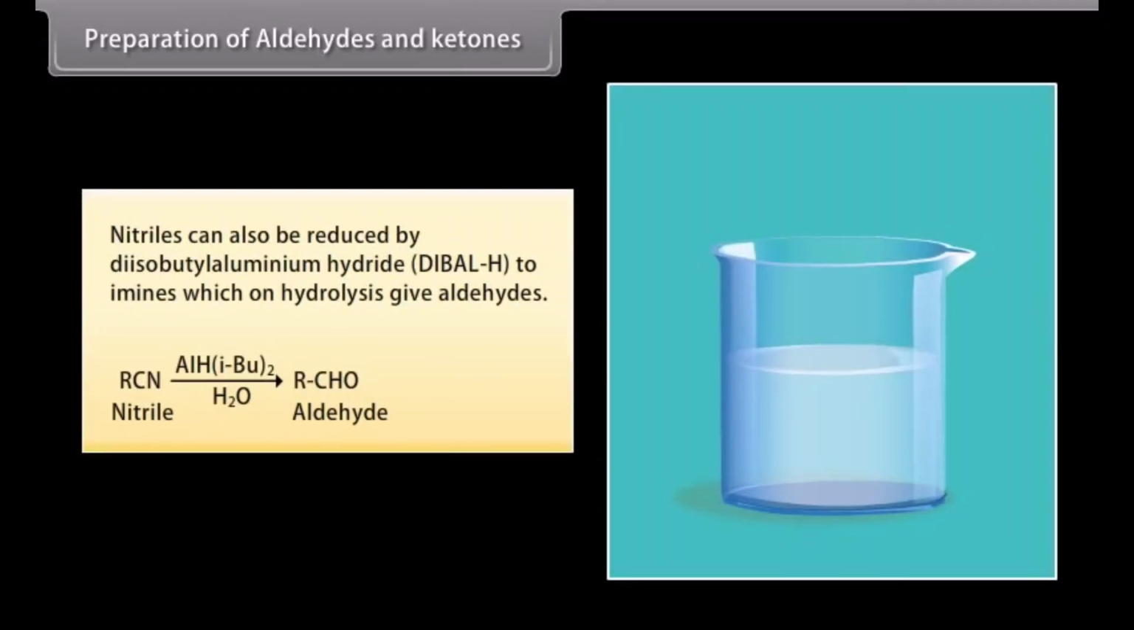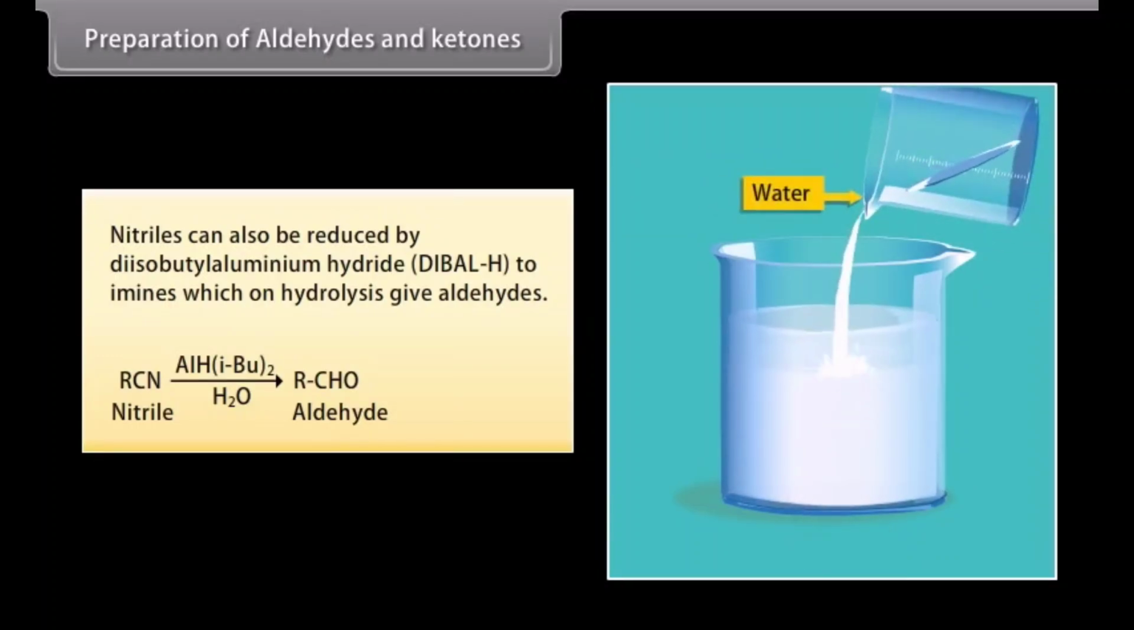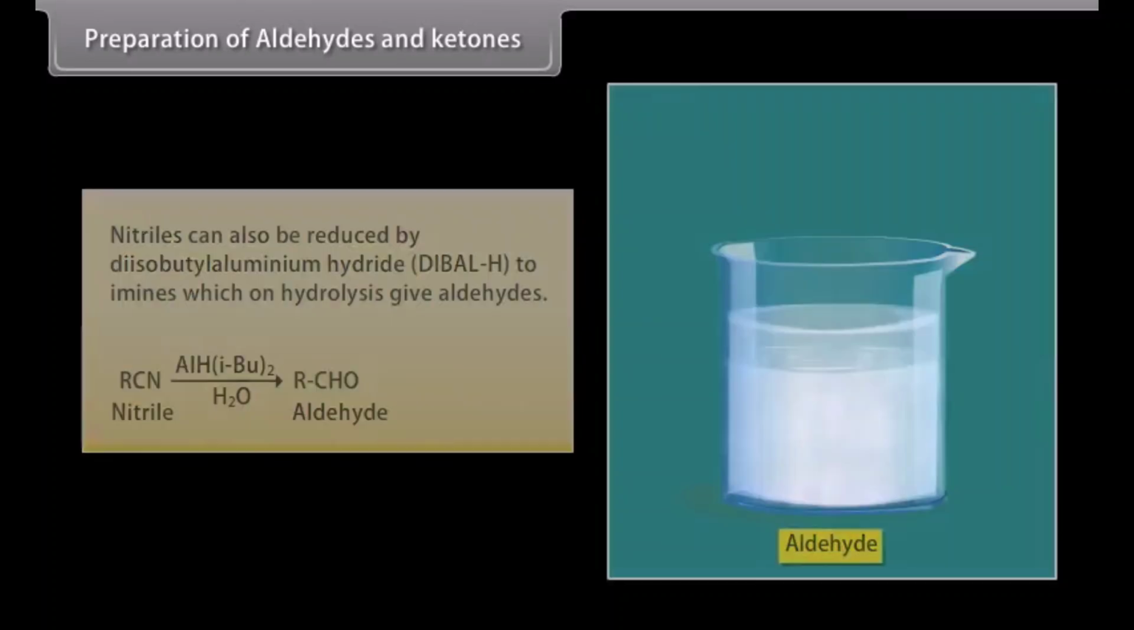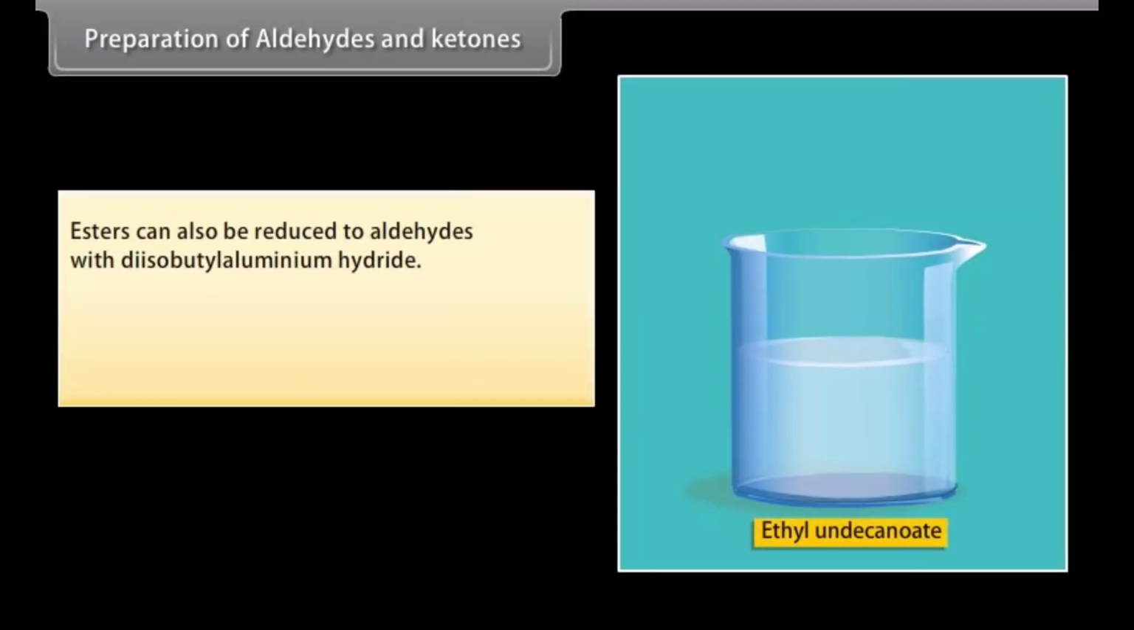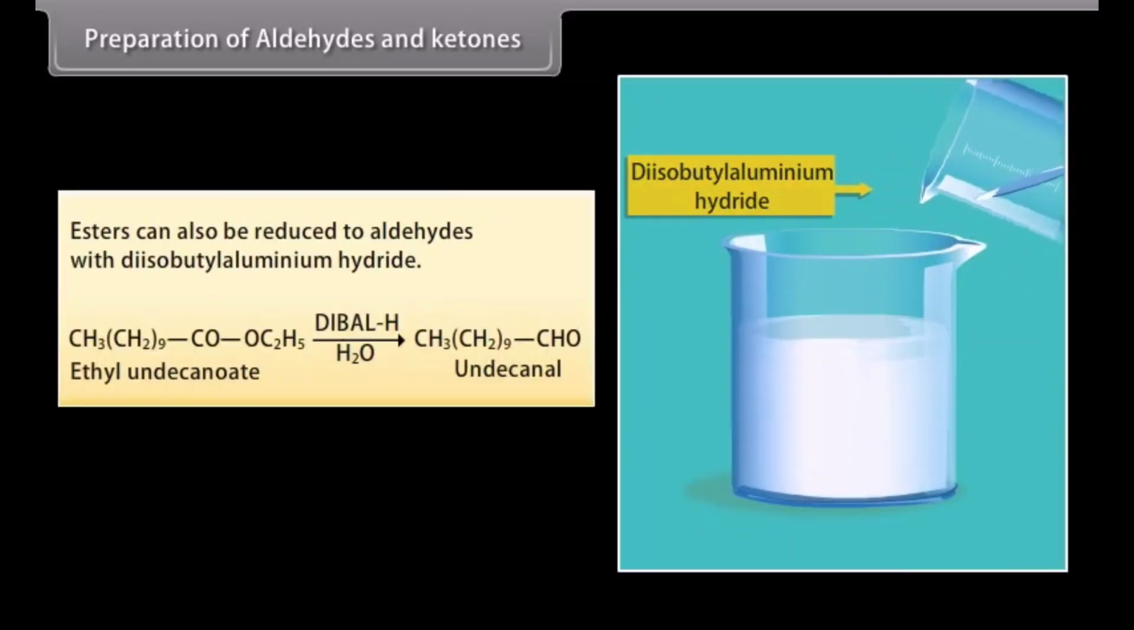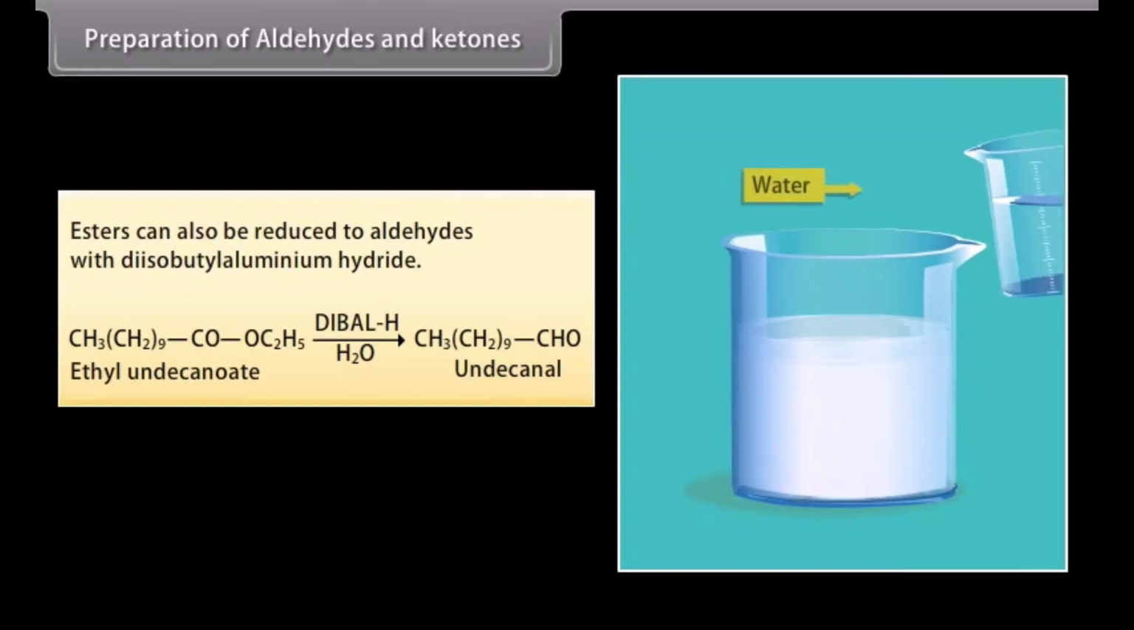Nitriles can also be reduced by diisobutyl aluminium hydride to imine, which on hydrolysis gives aldehydes. Esters can also be reduced to aldehydes with diisobutyl aluminium hydride.